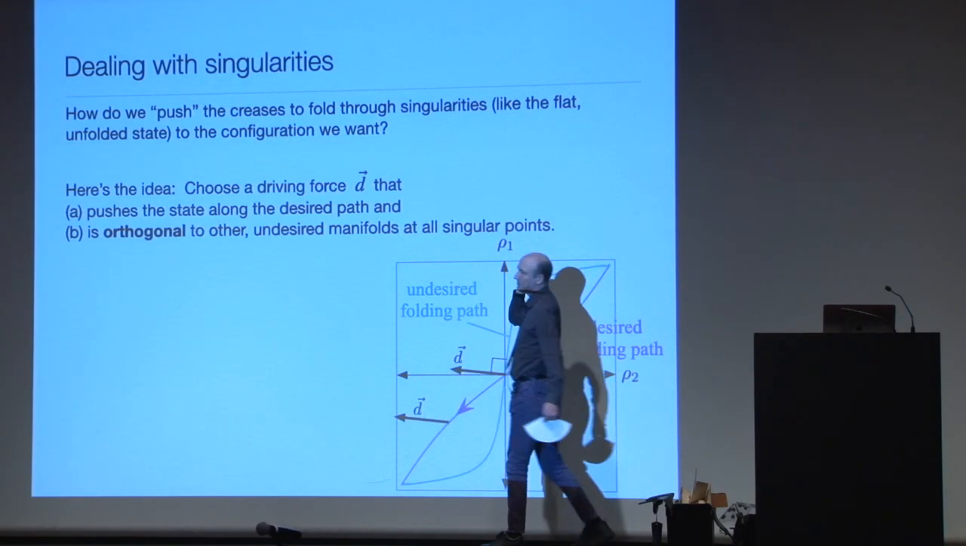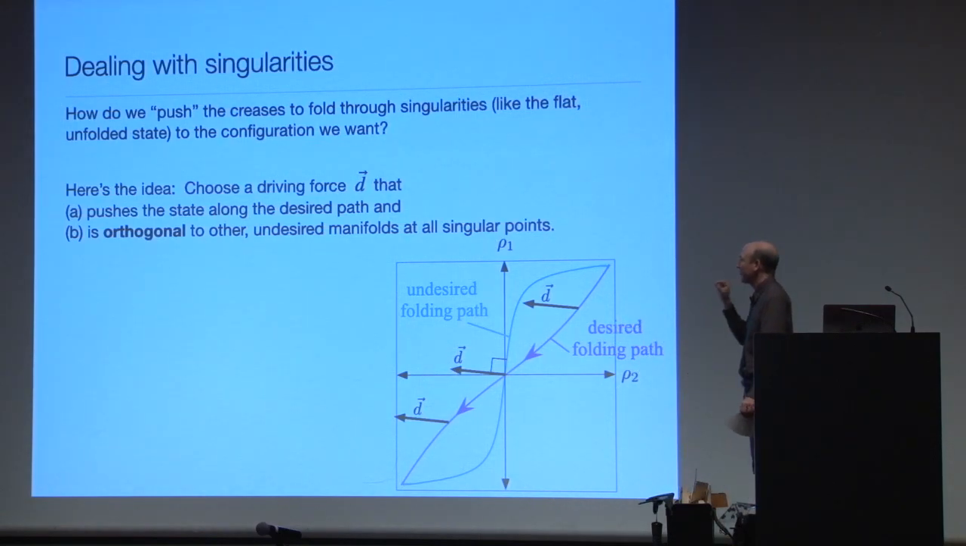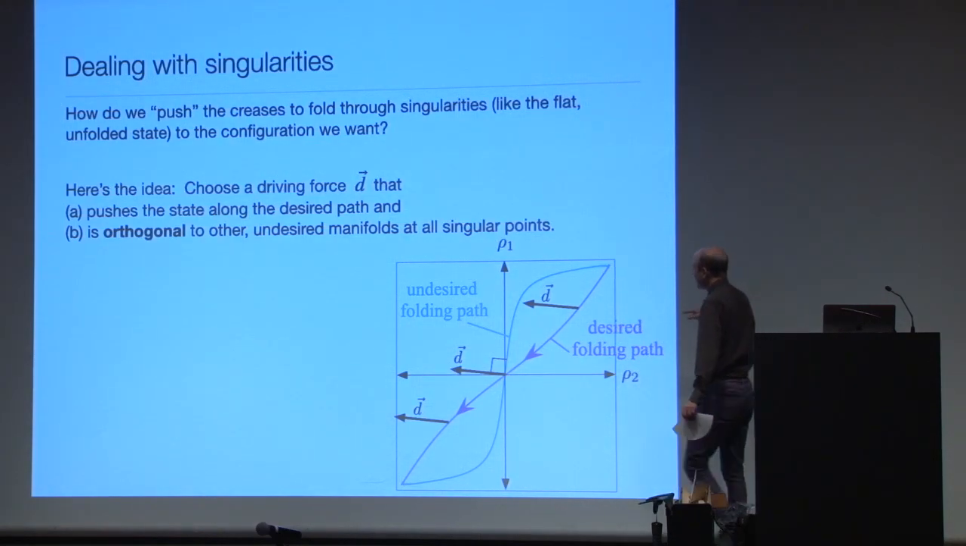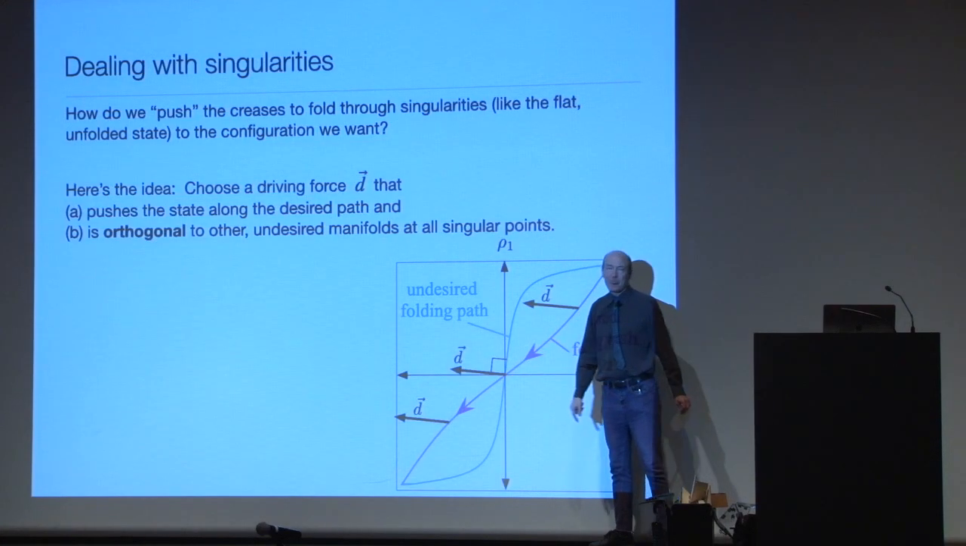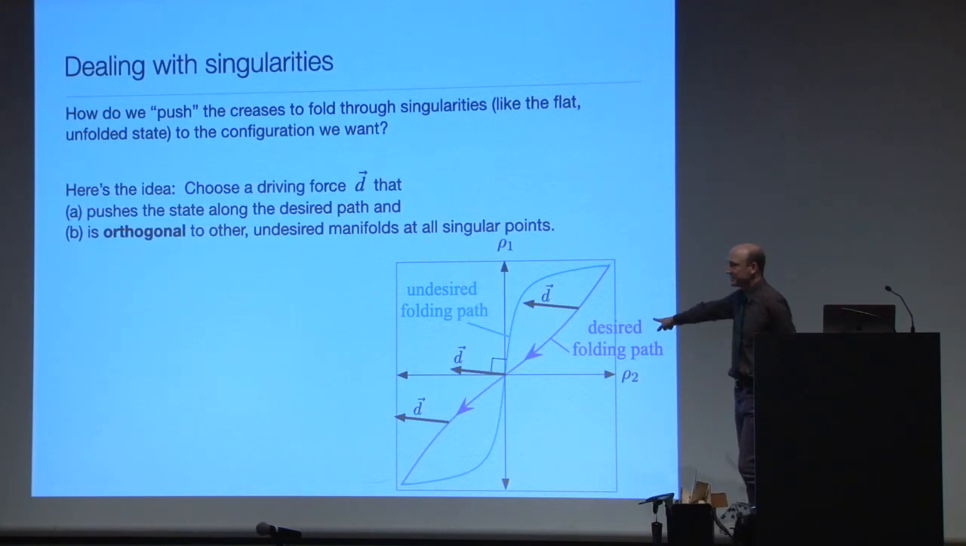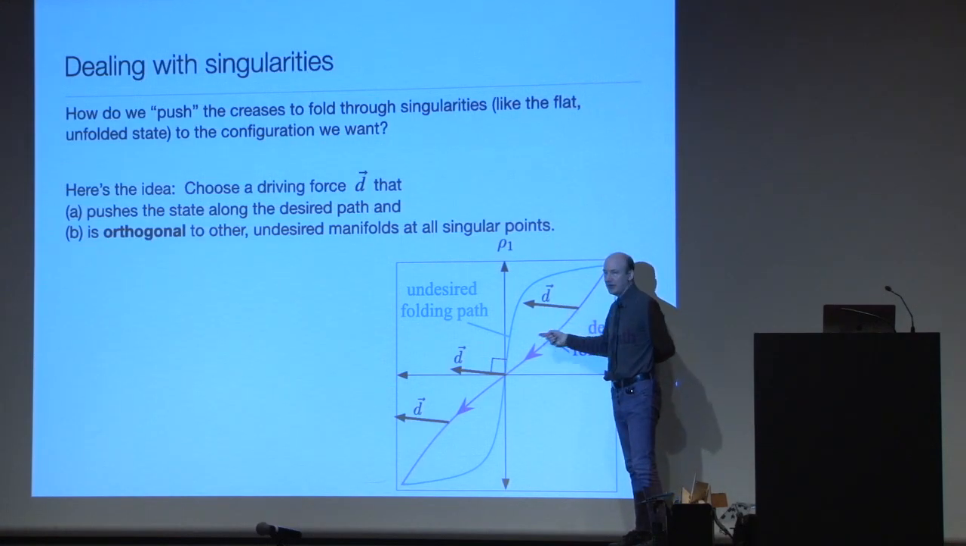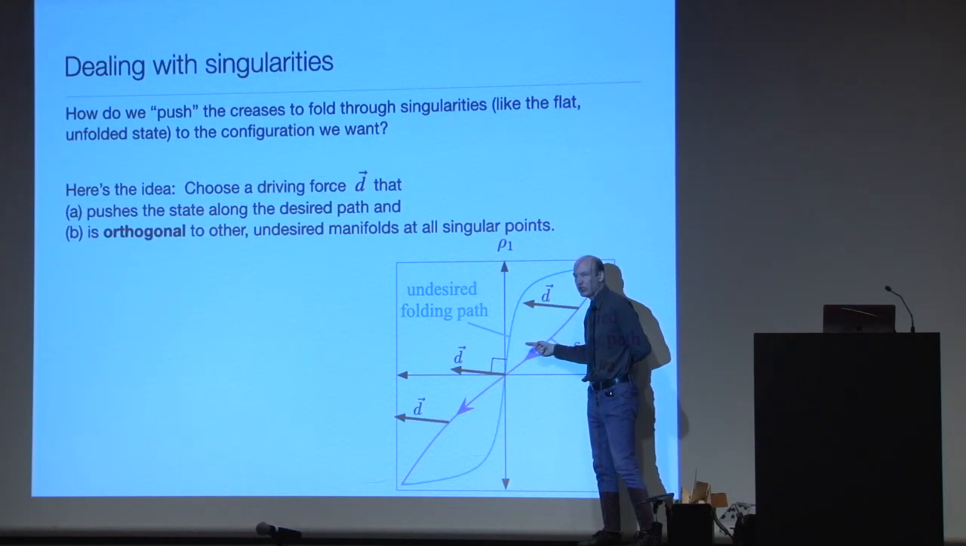We want the springs to push us in the right direction, for one thing. But then when we get to any singular points, like at the origin, we don't want to go down the wrong path. So here's one simple way of getting around that. If we think of our springs as being a vector field, then we'll have all these vectors as we go along, and the springs are trying to push us in some direction.